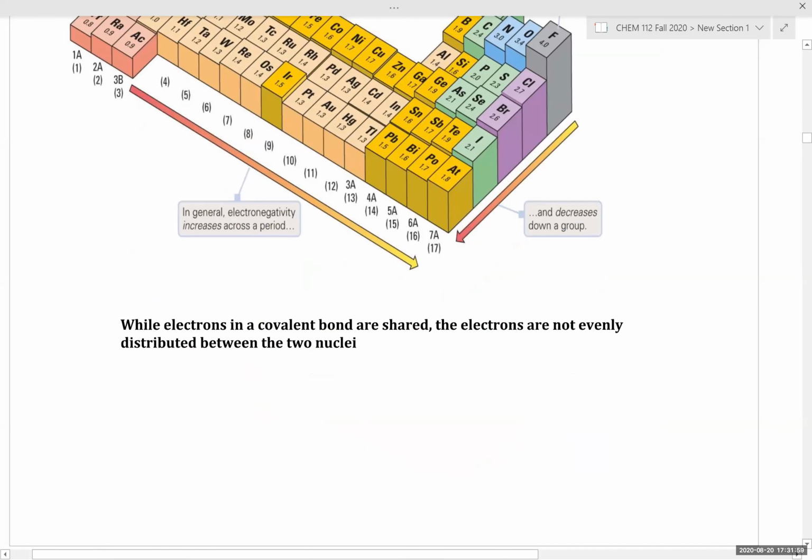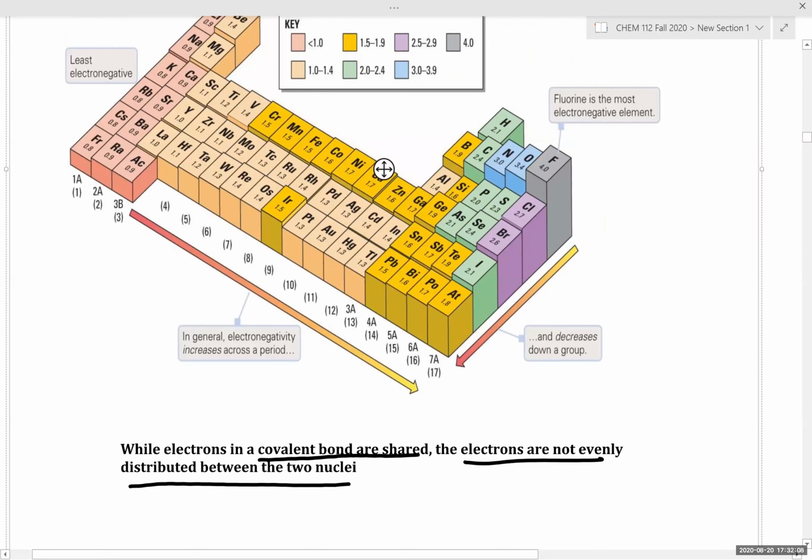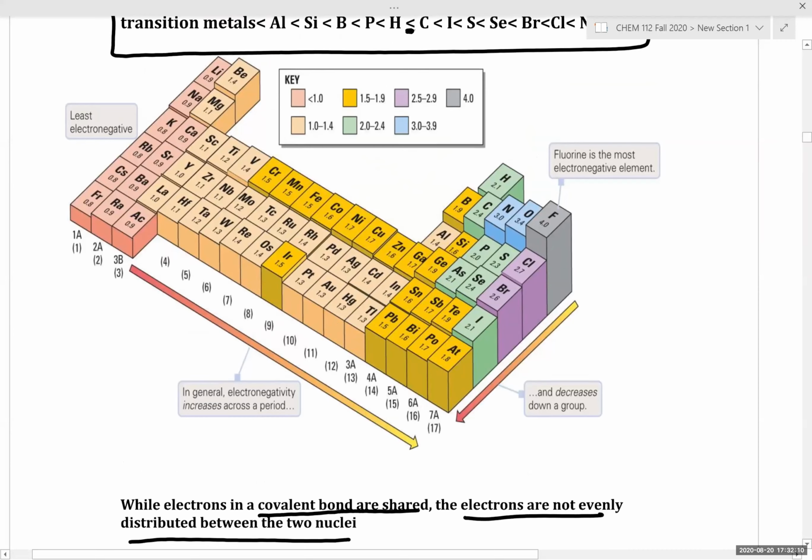So while electrons in a covalent bond are shared, the electrons are not evenly distributed between the two atoms. Depending on the electronegativity, the distribution of electron density may not be even.